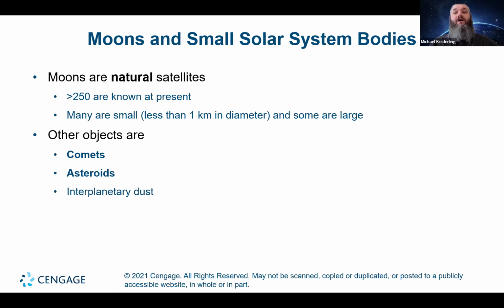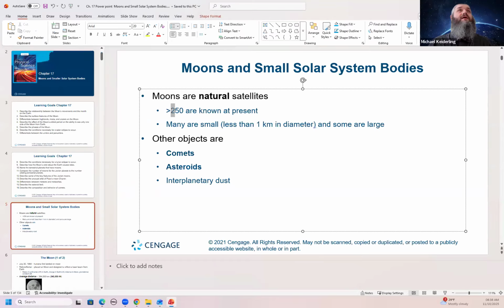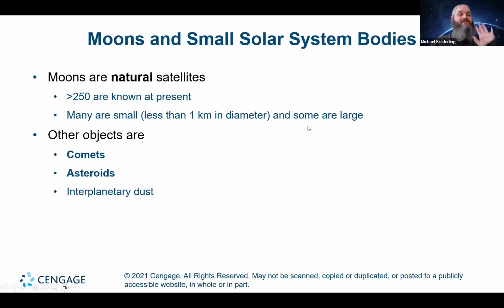So moons are natural satellites. More than 250 are known at present. I think it's more than 350 at this point. The numbers went up recently. Many are small, less than a kilometer in diameter, and a small number are large. And there are other objects like comets, asteroids, interplanetary dust. These are some of the other objects that are orbiting the sun.